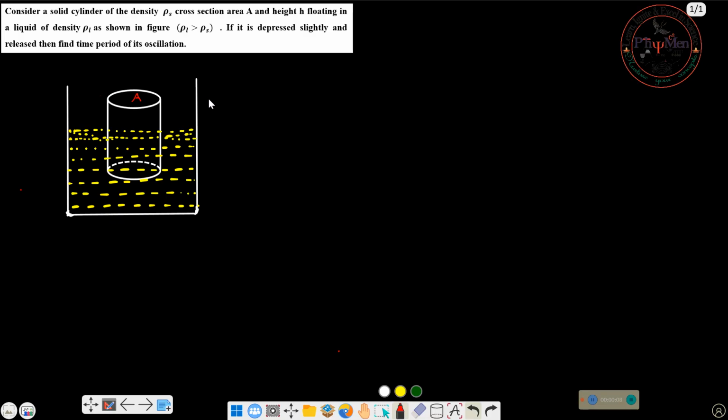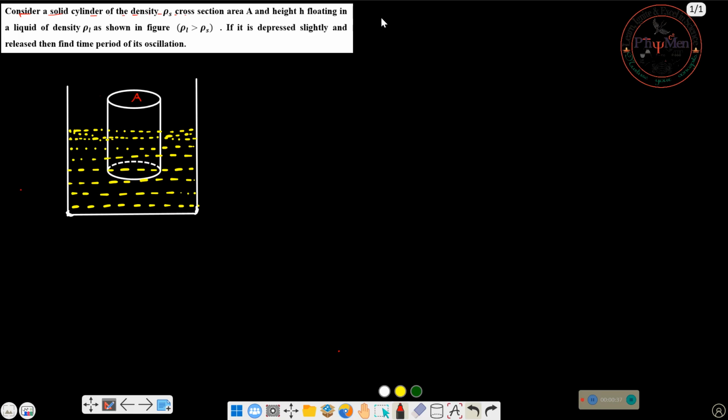Today I am going to discuss another problem on fluid mechanics and simple harmonic motion. That means here it will have both concepts: the concept of buoyancy force and the concept of simple harmonic motion, time period of oscillations. The question says, consider a solid cylinder of the density rho s.